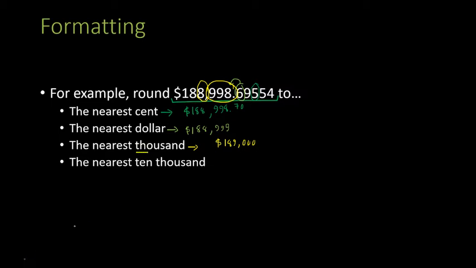And then let's look at one last example. Here they say the nearest 10,000. Where's the 10,000s place? It's right here. So I have to figure out, am I rounding down to 180,000 or up to 190,000? Well, look at the number behind it. This indicates that we're going to be rounding up to 190,000.